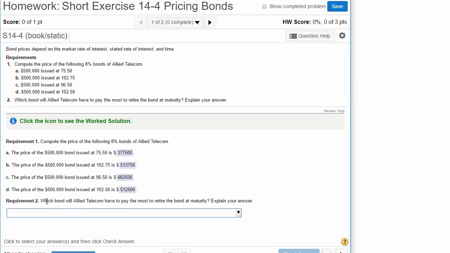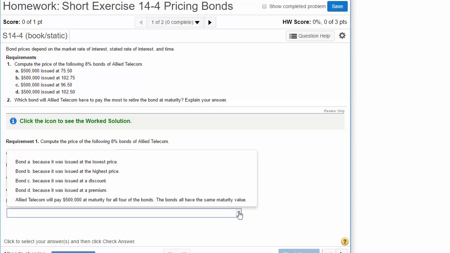Okay, which of these different bonds will Allied Telecom have to pay the most to retire at maturity? Remember, at maturity, each bond is paid $1,000, no matter what price the person paid. So this is kind of a trick question. Allied Telecom will pay the maturity value, $500,000, at maturity for all 4 of these different bonds. The bonds all have the same maturity value.